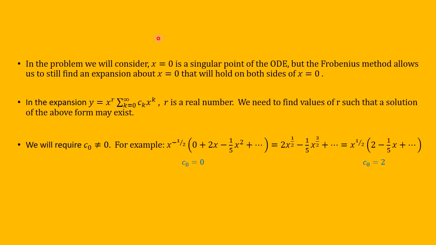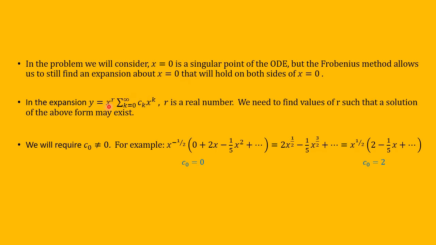In this lesson, the problem we will consider, we'll have x equals 0 as a singular point of the ordinary differential equation. But if we use a Frobenius series centered at 0, we can still get a power series solution that holds on both sides of x equals 0. So this has an advantage in that we get a longer interval of convergence for this power series in many cases than we would if we just looked at an ordinary point, which we'll talk about later too.